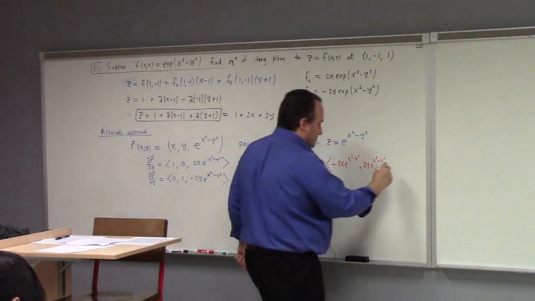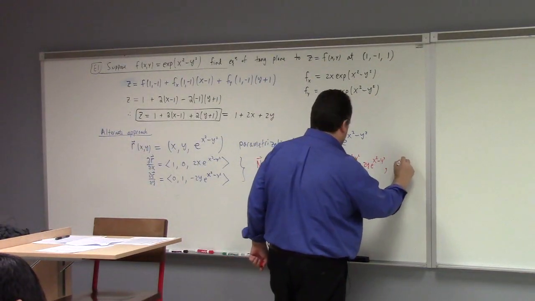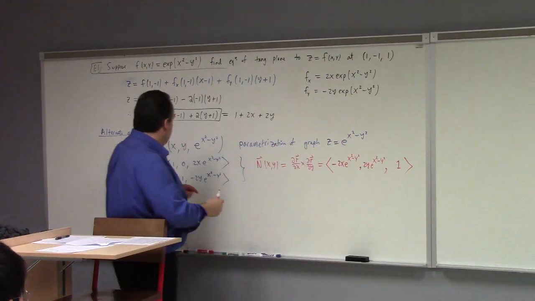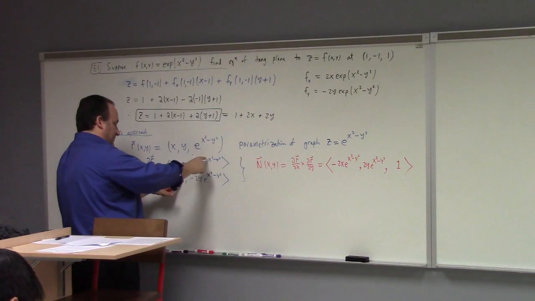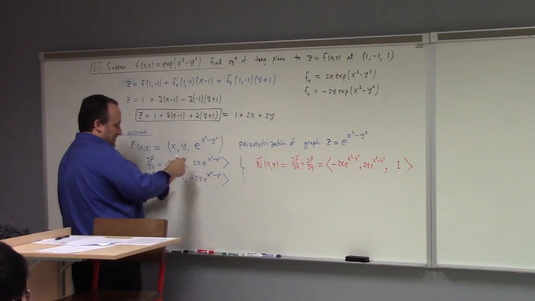Why is the x component negative? Cross product. So, when you take the cross product, it's this one. So this would be plus, but this is minus.